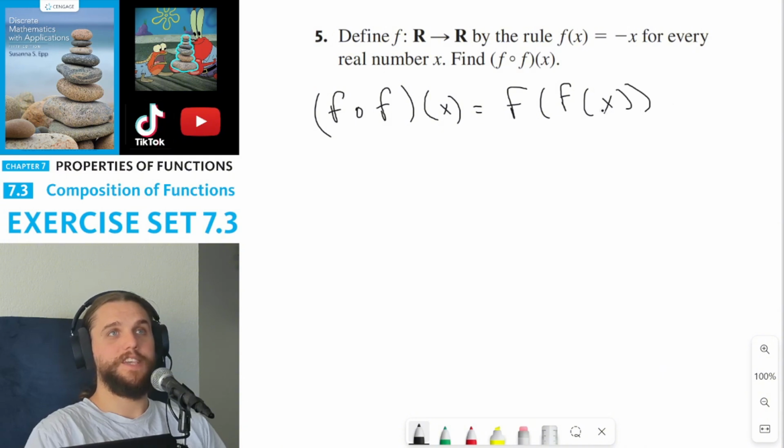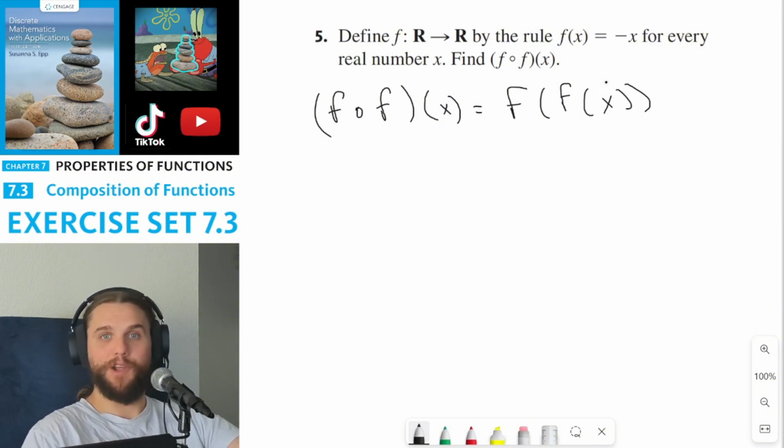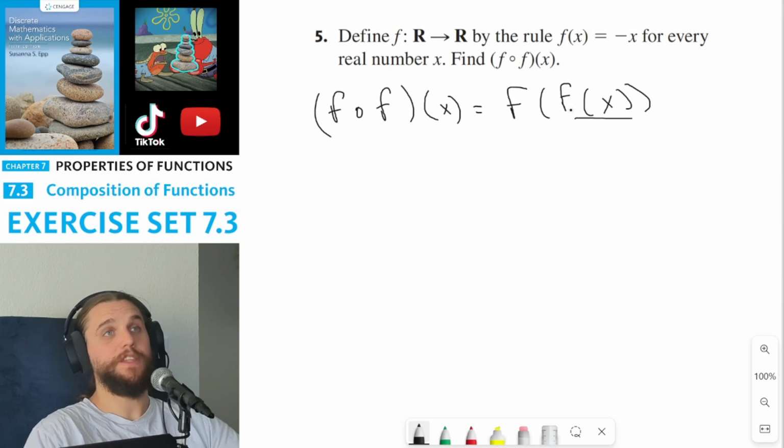that f of f of x is the same thing as f of x as the input of f. So here we have x, which is the input variable. We have f of x, which is the output of f, but it's also the input of this f. And this f of f of x is the output of this function f.